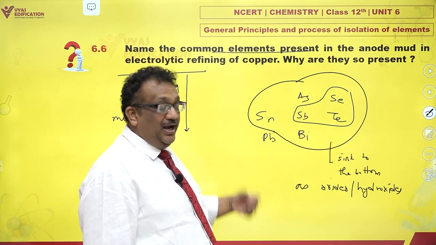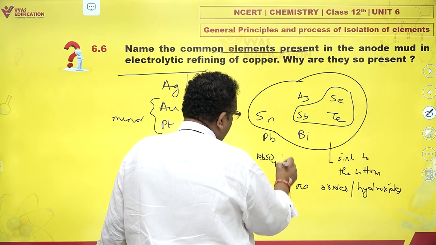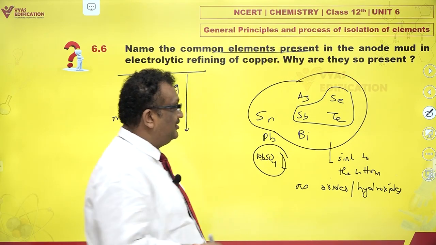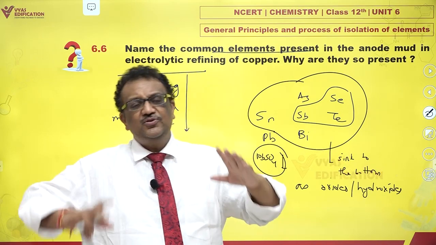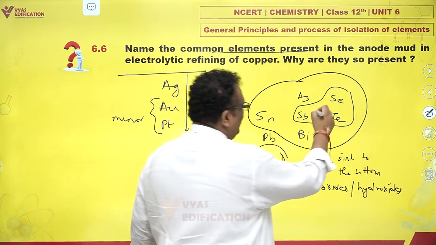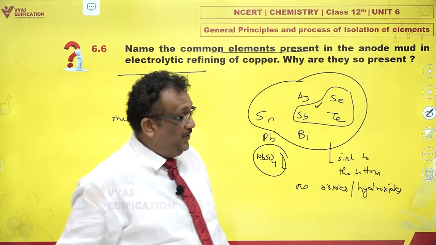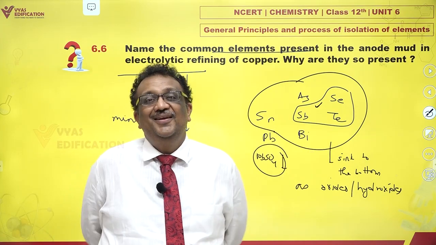Anything else? Lead. Yes, lead forms PbSO4. Because it is sulfate, lead settles down as sulfate. All the remaining ones settle down as oxides. And if you just want to stick to NCERT answer, you just have to have these three elements and these three. These are the ones you can take and be happy. And as a matter of fact and truth and science and chemistry, all of these are present in anode mud.